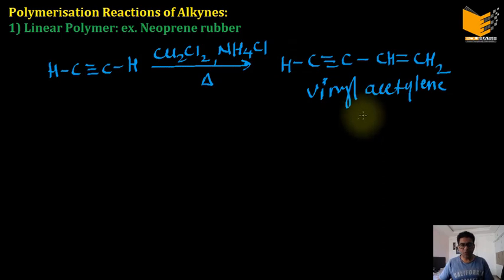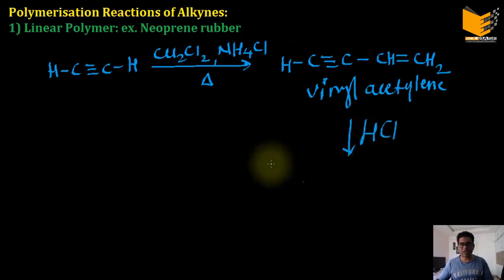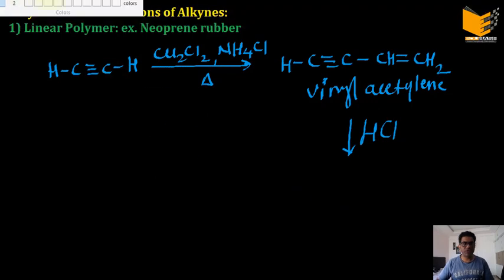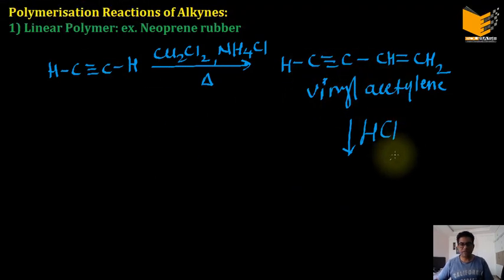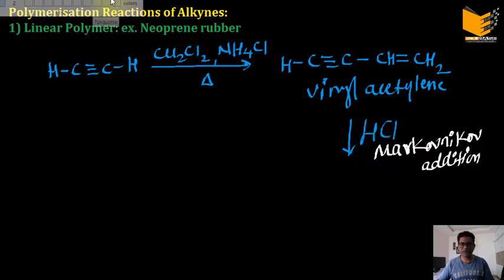In the next step, vinyl acetylene is reacted with HCl. As soon as you do that, you should realize that there is a double and triple bond, so we should follow Markovnikov addition. So we have to add HCl. Now where should we add?